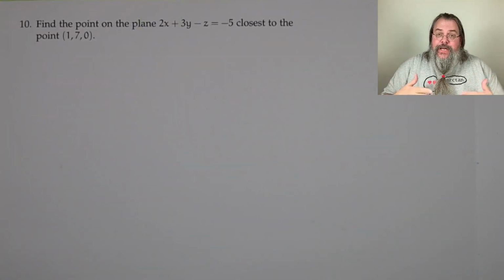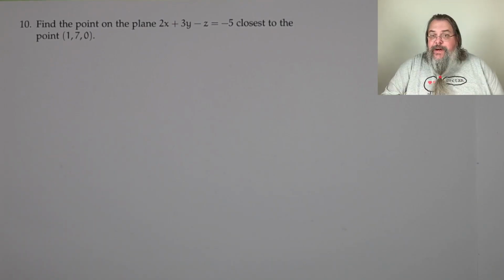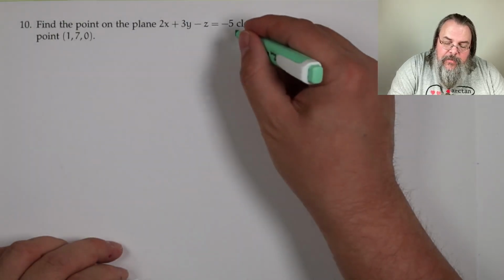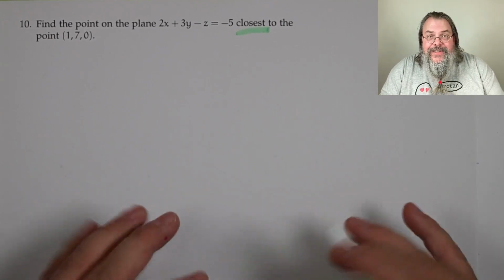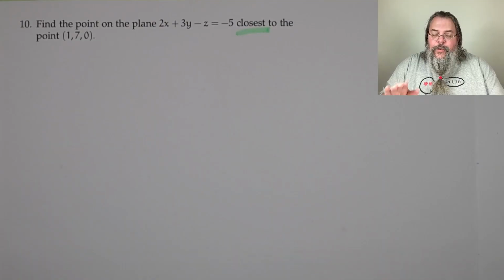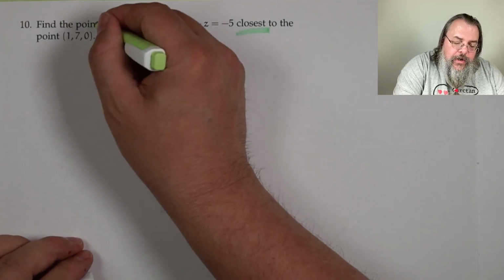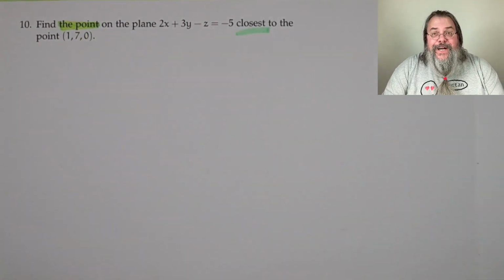Find the point on the plane 2x plus 3y minus z equals negative 5 closest to the point (1, 7, 0). Now, closest, in some sense, is like, oh, we're trying to minimize the distance. Yes, we are. So you might say, oh, should we use our distance formula? No, we shouldn't. This is not a distance formula type question. So we're not finding a distance. What are we finding? It's always important to understand what we're finding. We're not after a number, we're after a point. So our answer better be a point.